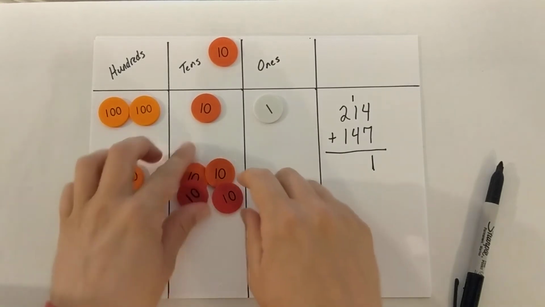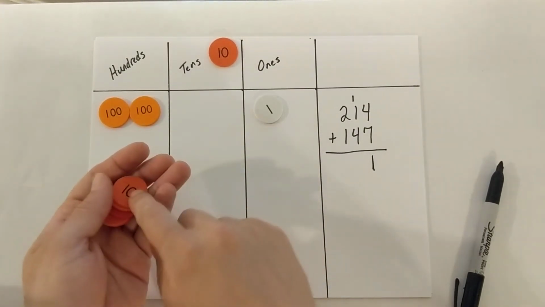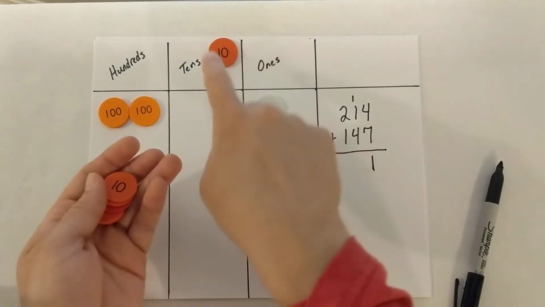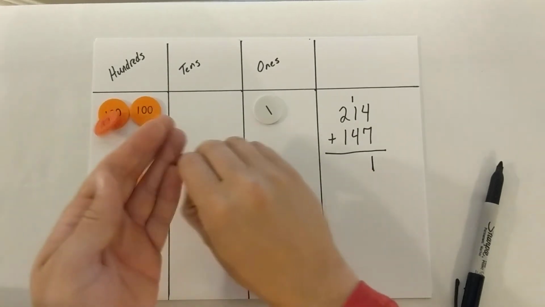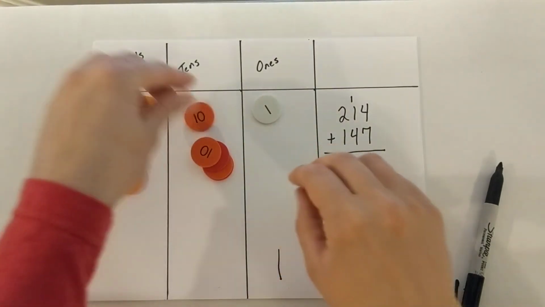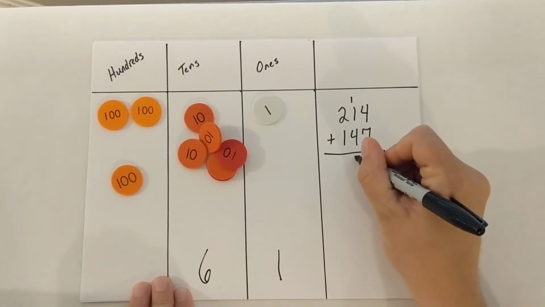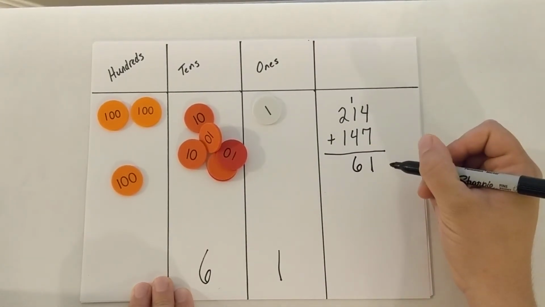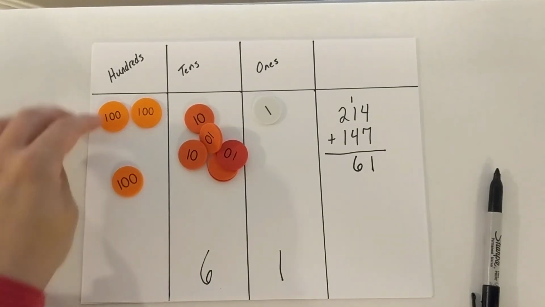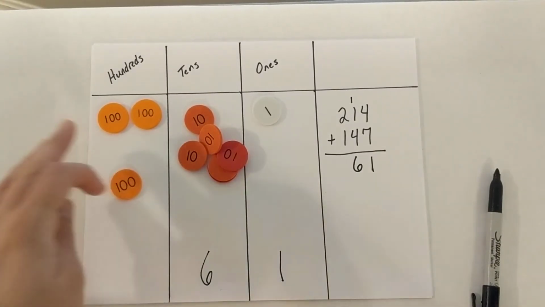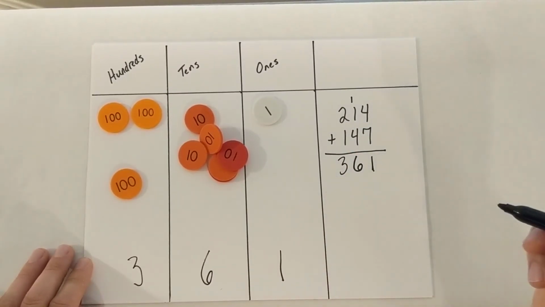So we have 1, 2, 3, 4 plus the 1, which is 5, and then we have to remember the 1 that we brought over. So we have 6 tens disks in our tens column, and we show that here, and you can show that over along the side with the algorithm. And then what happens with our hundreds column, so we have 1, 2 plus 1 is 3 for a total of 361.